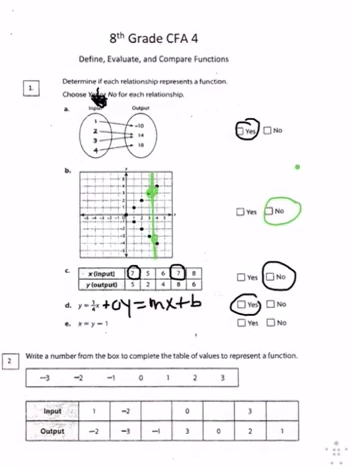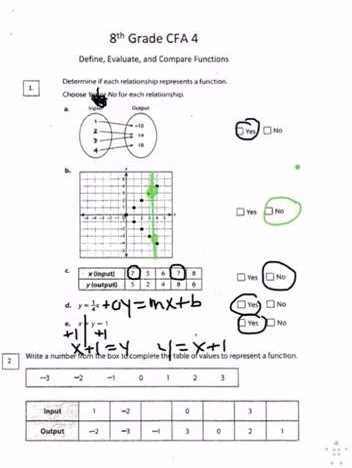Letter E, x equals y minus 1. Now, you might think that this is not a function, but if you rewrite the equation and add 1 to the other side to get the y by itself, you would get x plus 1 equals y, or y equals x plus 1 if you wrote it the opposite direction. This is in the form y equals mx plus b, so yes, it is a function.